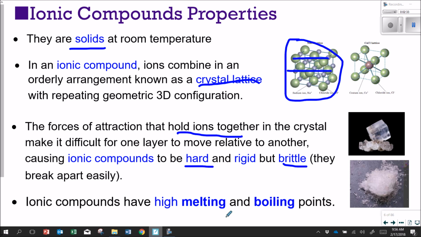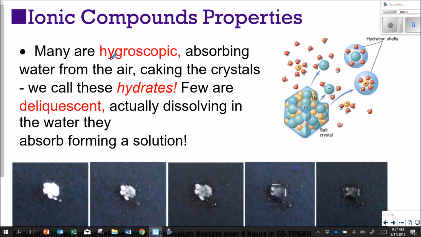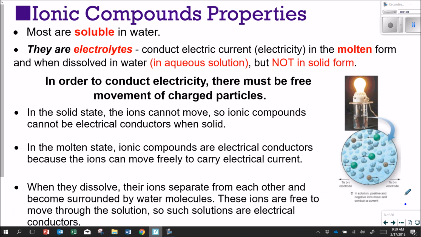Ionic compounds also have high melting and boiling points. Many ionic compounds are hygroscopic. What that means is they absorb water from the air, forming hydrates. We have talked about hydrates before. A few are even deliquescent, which means that they actually dissolve in the water that they absorb and end up forming a solution, which we can see here. Most ionic compounds are soluble in water.